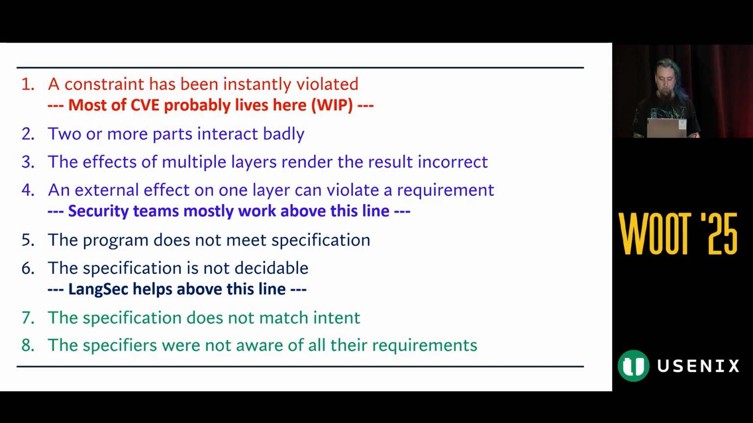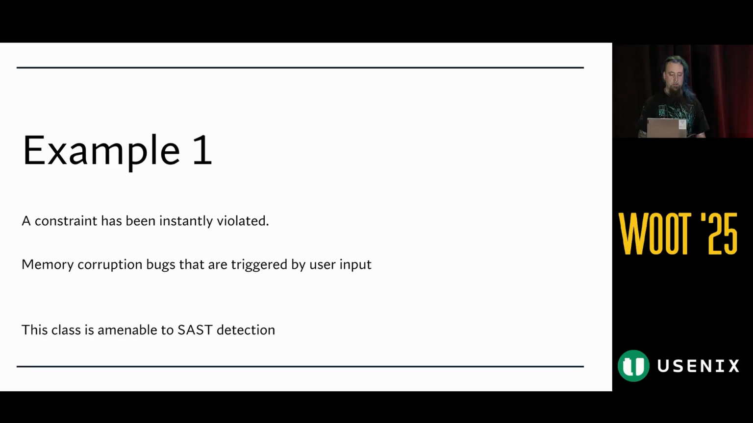So, an example of the first one, a constraint being instantly violated, I think we kind of went over that. One important key for this sort of vulnerability is this is the class that you can do things like SAST will find these, fuzzing is extremely good at finding these. Memory corruption vulnerabilities remain a major class, even the plurality of CVEs issued. That is another talk, I won't get into that because we only have so much time.